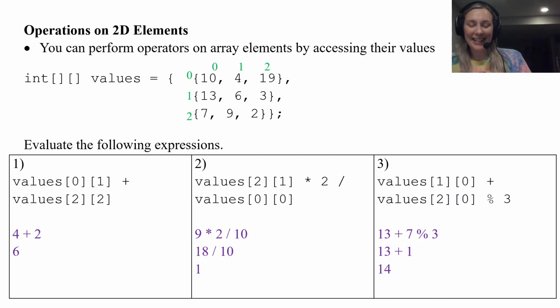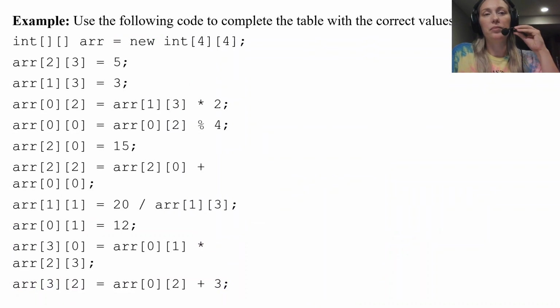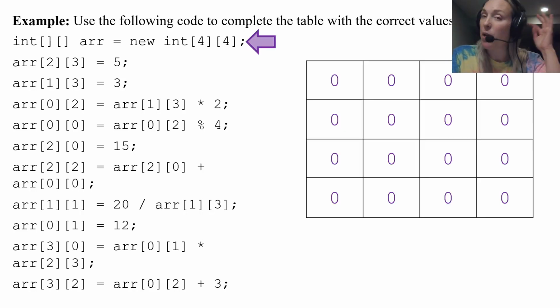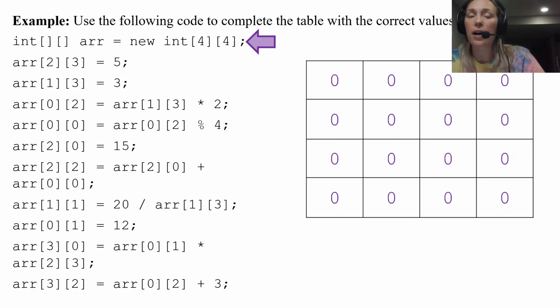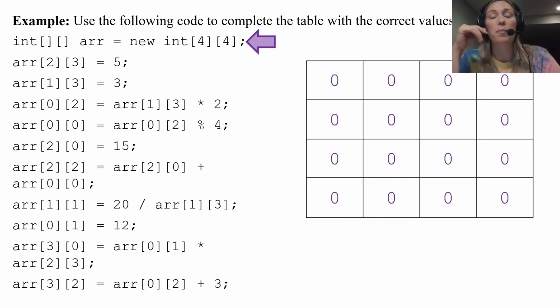Okay. All right, and one of our final examples here is going to use the code to complete the table with the correct value. So there's a table off to the side here. It's a new 4x4 called ARR. It's a 4x4, and we're going to play around with some values in here. So you don't have to fill it all with zeros quite yet, because we're going to be changing some of these values. But that first line of code, when a two-dimensional array is created, it is set to the default type. So for integers, the default type is zero.